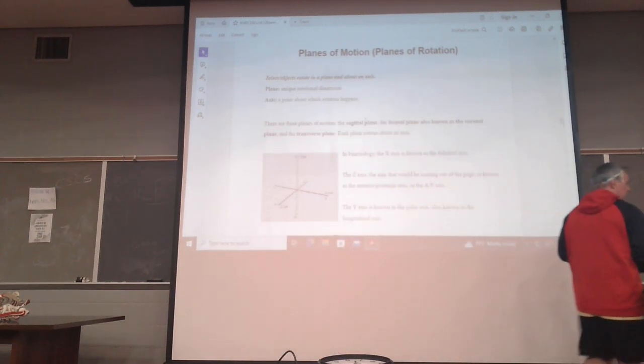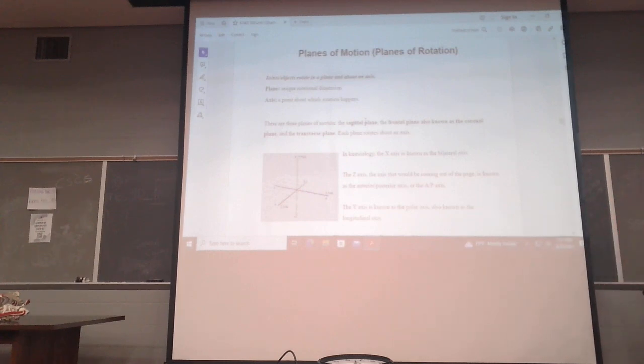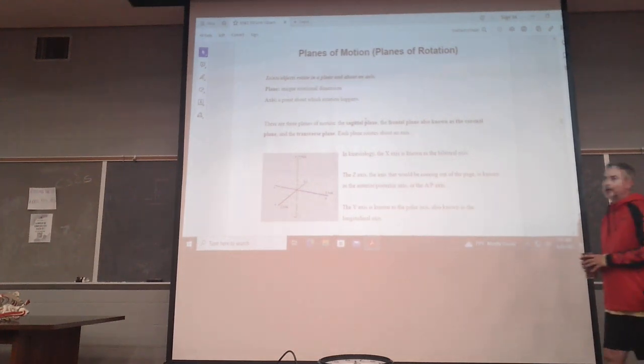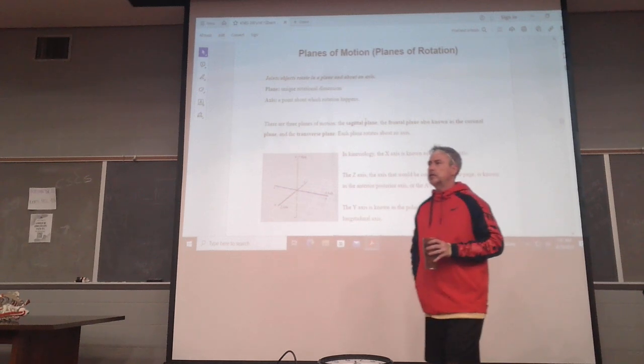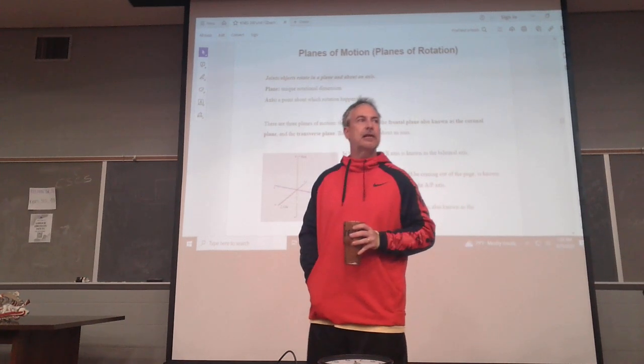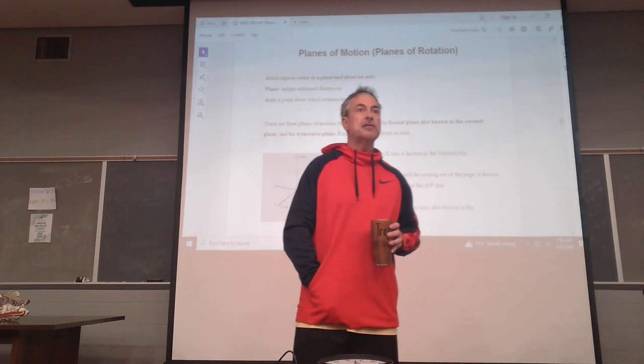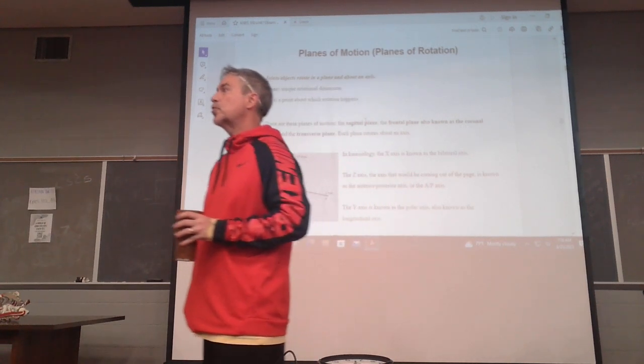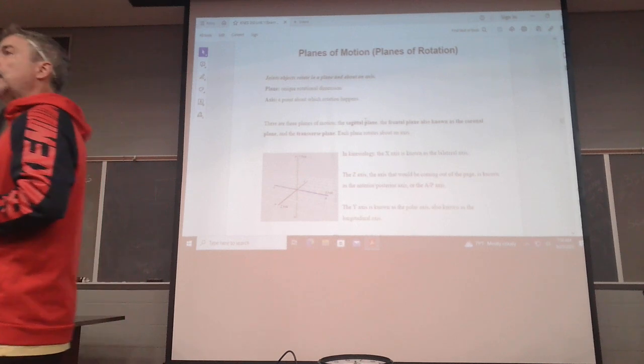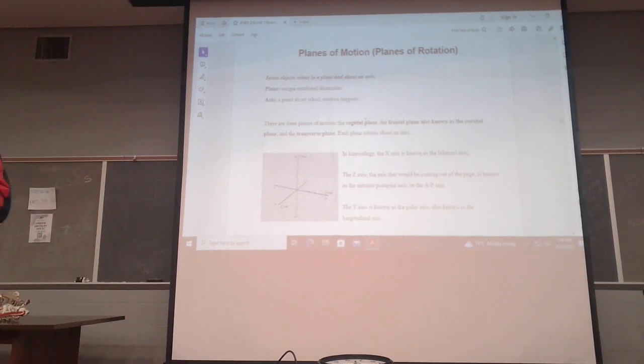I think it is extremely important, so important, over the weekend, flashcard, quiz, you have to get your planes and axes. And the best part about it is they're married, and the divorce rate is zero. AP, frontal plane rotations. Bilateral, sagittal plane rotations. Polar, transverse plane rotations, okay?